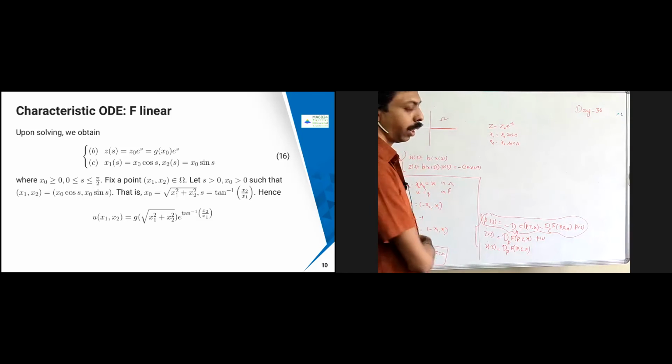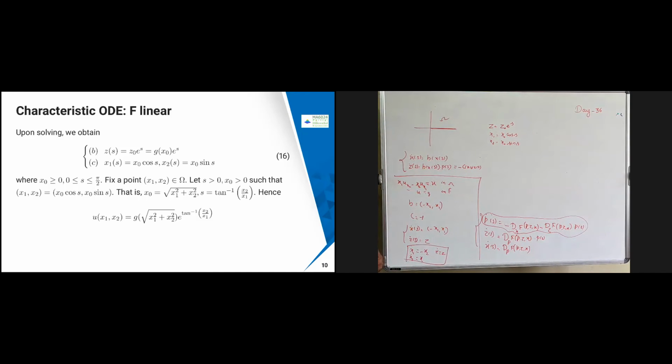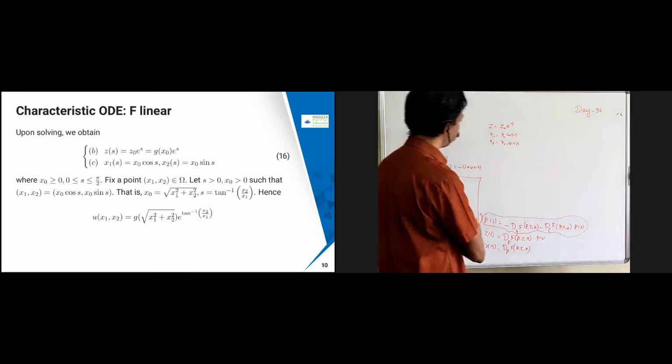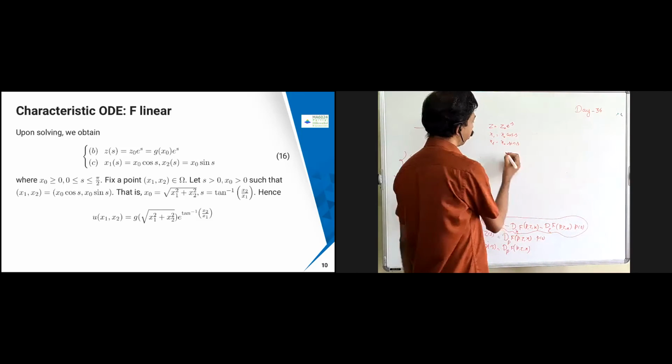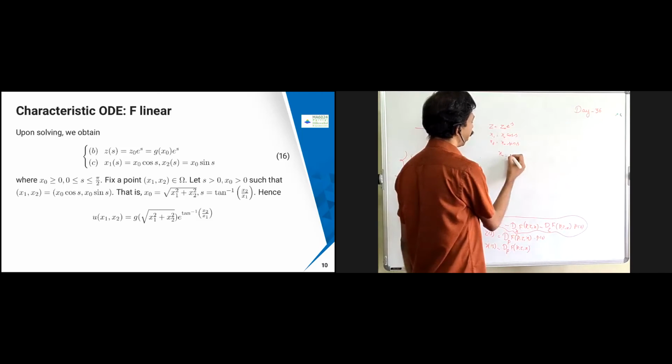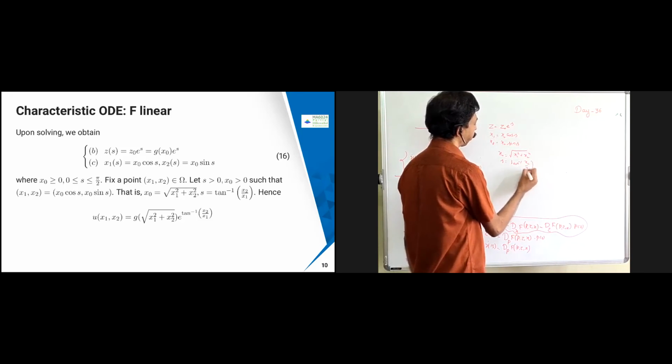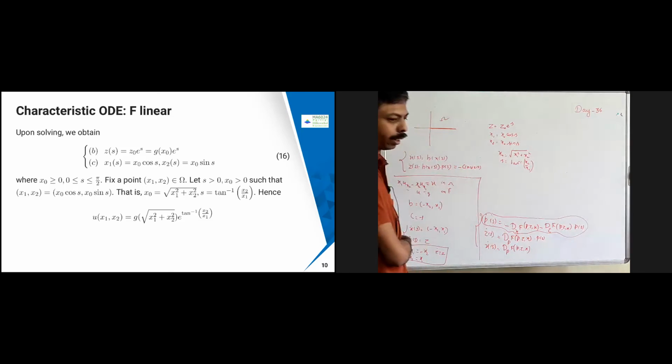Okay, so s is lying between 0 and pi/2. Now if you fix a point (x1, x2) in omega and choose s greater than 0 and x naught greater than 0 such that this is satisfied, that is what you are going to choose. From this you can identify that x naught is going to become the square root of x1 square plus x2 square, and s is going to be tan inverse of x2 by x1. That is going to be your x naught.